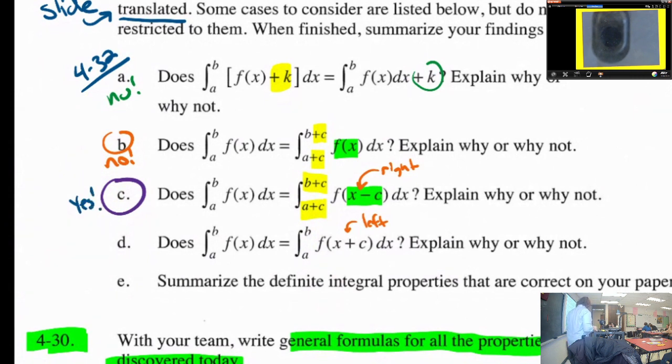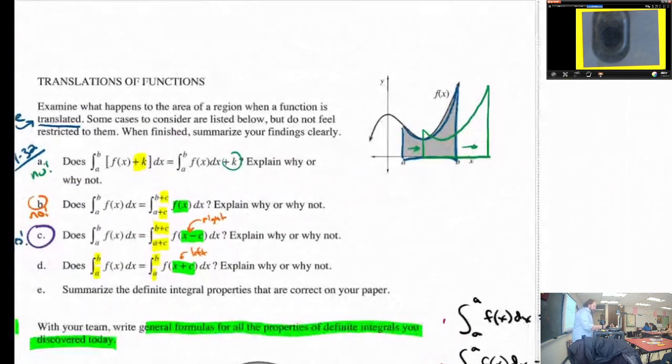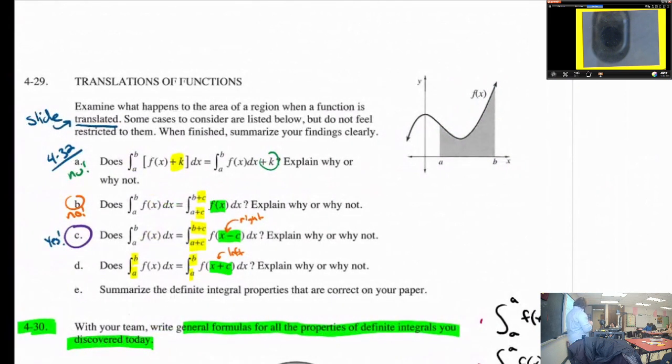And then question D has kind of the opposite problem that B has. It keeps the bounds in the exact same place, A and B, but it moves the whole function to the left. So this takes the function, slides to the left, but leaves the bounds right where they are. And that would not give you the same area. It would be a whole different section, kind of like question B, a whole different section of the graph. So it's not the same thing.